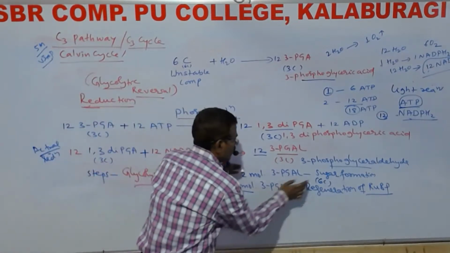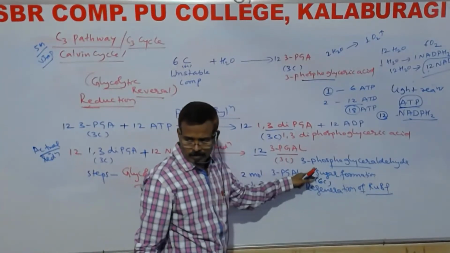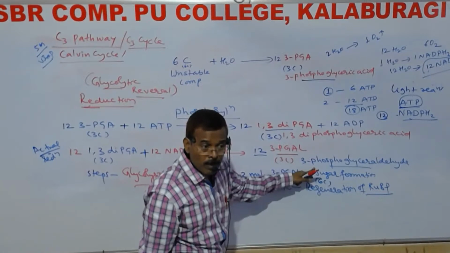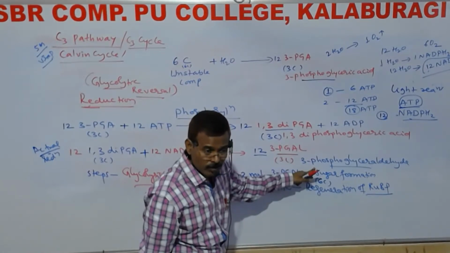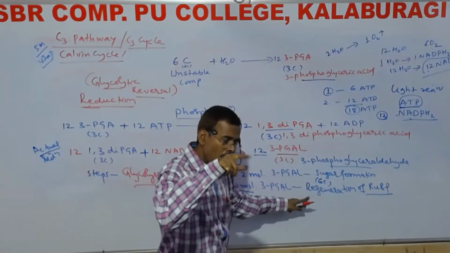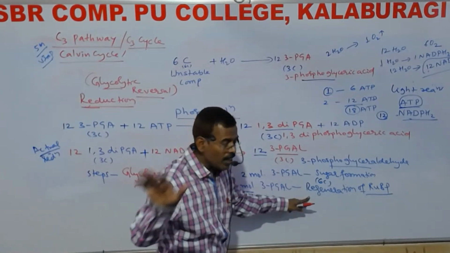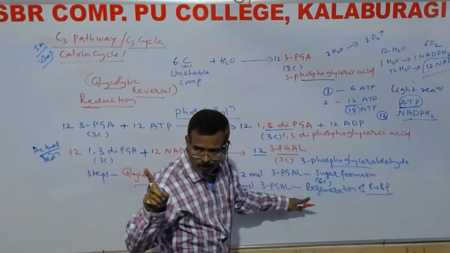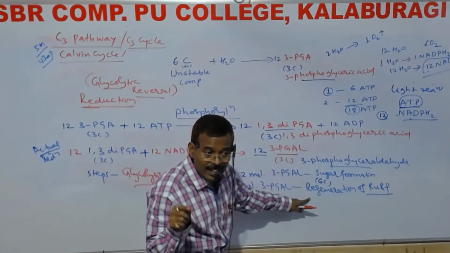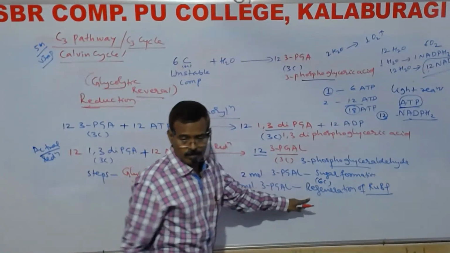Remember, the sugar formation steps occur in the cytoplasm of a mesophyll cell. The regeneration step, as usual, where does it occur? Stroma. Carboxylation, reduction, and regeneration usually occur in the stroma or matrix of the chloroplast. Whereas sugar formation, where does it occur? In the cytoplasm of the mesophyll cell. Remember.